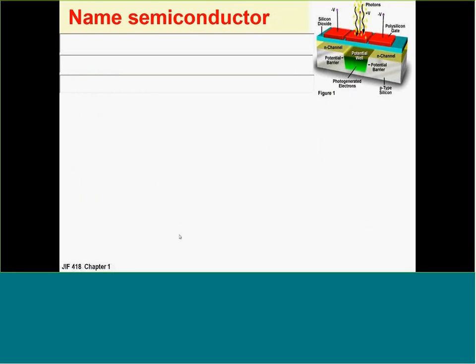Okay, let's start with the first question. Name a semiconductor, one that you know.